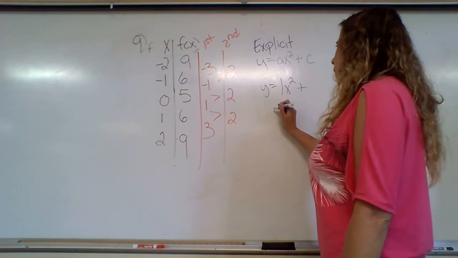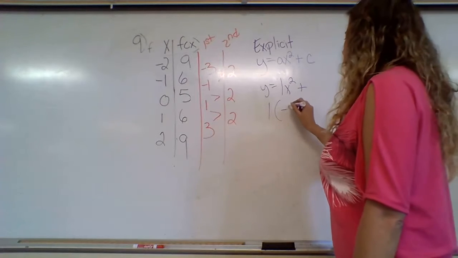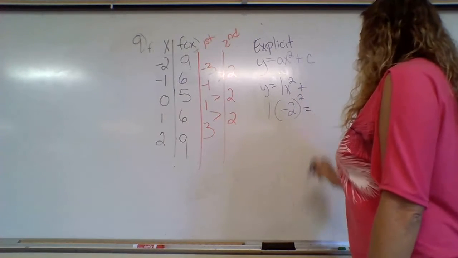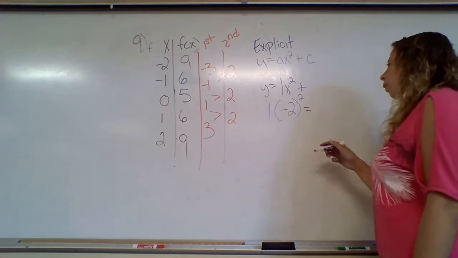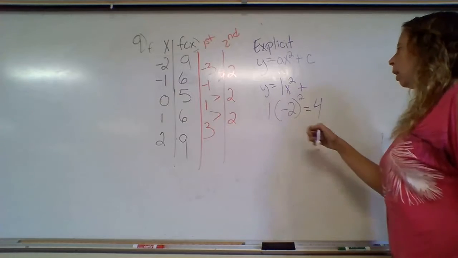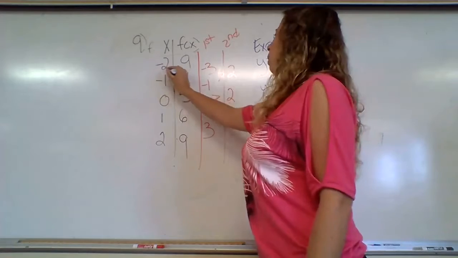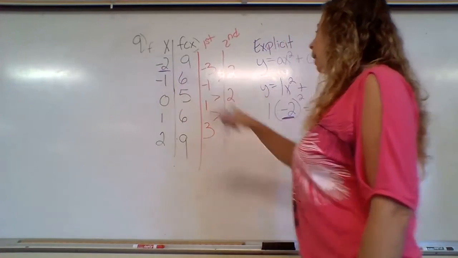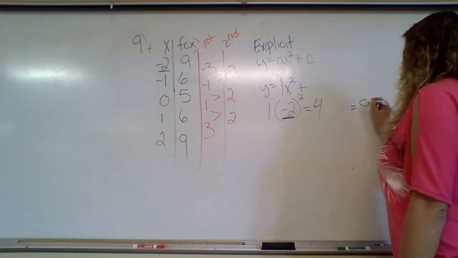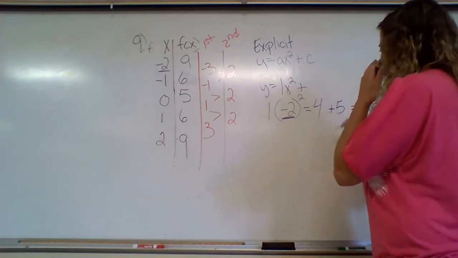So let's substitute in -2. So 1 times -2 squared. -2 times -2 is 4, times 1 is 4. But when x is -2, y is supposed to be 9. So how do I get from 4 to 9? I add 5.